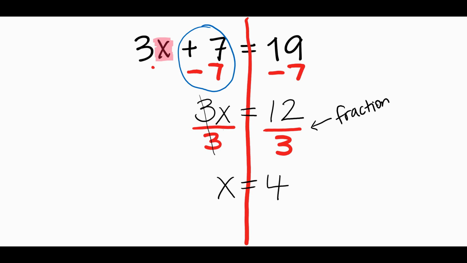And we know we're done because the x right here is by itself and it's positive. And that's how we know we are done solving for x. The x is alone and positive. So x equals 4.